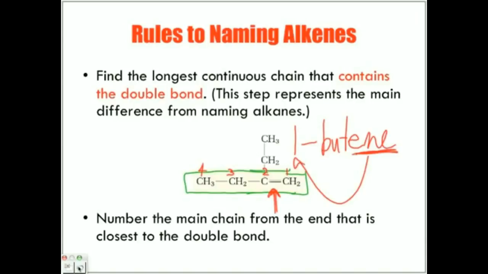Next thing, there is a substituent present, CH2, CH3 or ethyl, and it is attached to the second carbon of the parent chain, so we name it 2-ethyl.